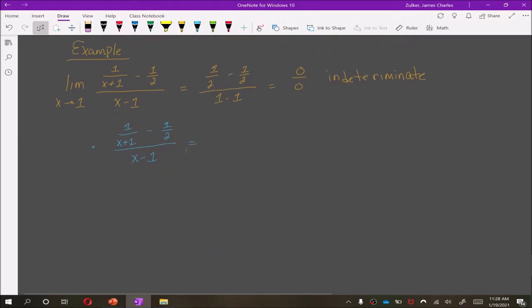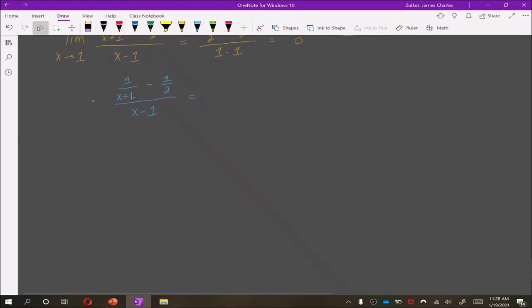So in the numerator, we have to add fractions, and remember to do that, we need a common denominator. In this case, our common denominator will be 2 times x plus 1. And so we're going to wind up with, in the numerator, 2 minus the quantity of x plus 1. Now that whole thing will be over x minus 1. If we simplify, we'll wind up with 1 minus x over 2 times x plus 1. And when you divide fractions, you multiply by the reciprocal.